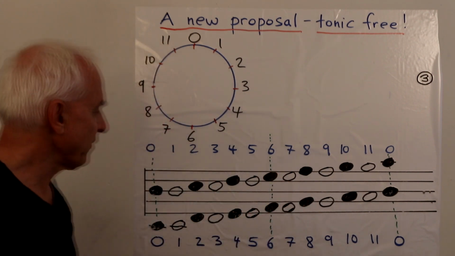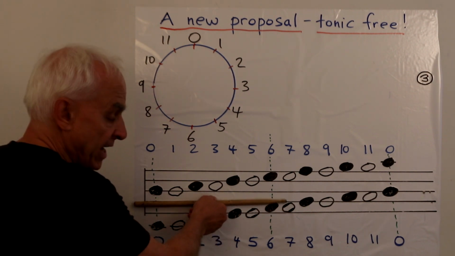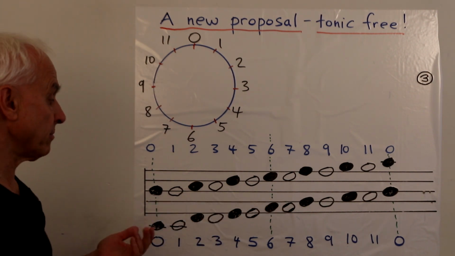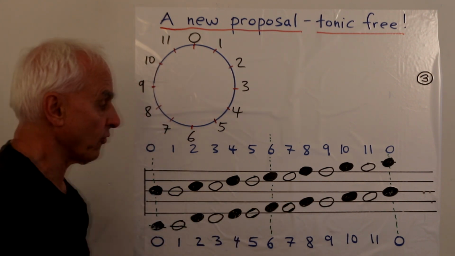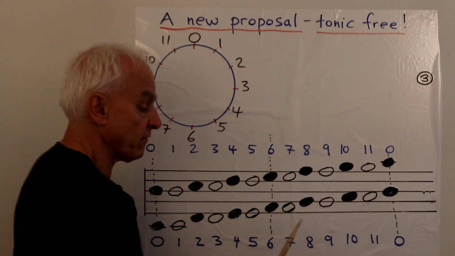So it's pleasant for us to have the separation between one line and the next line being a 4-step, or similarly between a space and the next space above, that's also a 4-step. So from here to here is a 4-step.